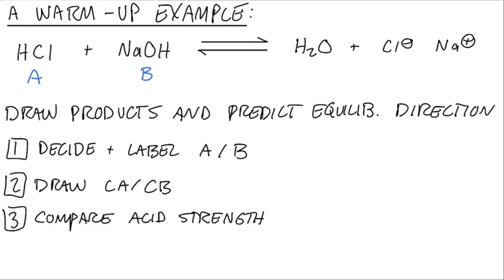The other way to think about it for this example is that Cl- can't be the conjugate acid because it no longer has a proton to give up, so that must be our conjugate base.